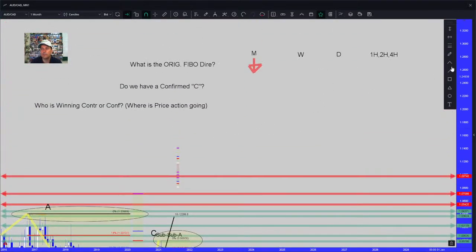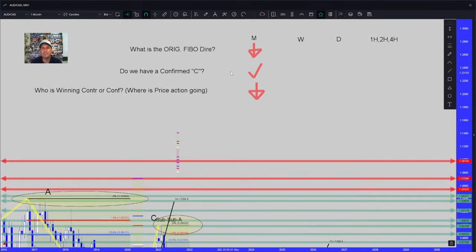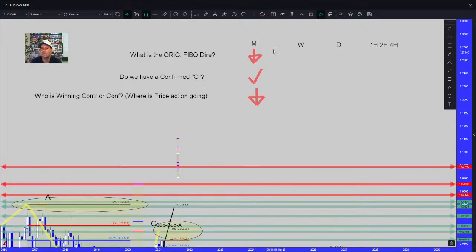Okay, so do we have a confirmed C? Check. Who is winning? I'm going to show the down, right? Can you see everybody now? This is going to be the matrix of your decision. This is a simple way to monitor or count or understand alignments. Everybody, makes sense? Down, yes, down.